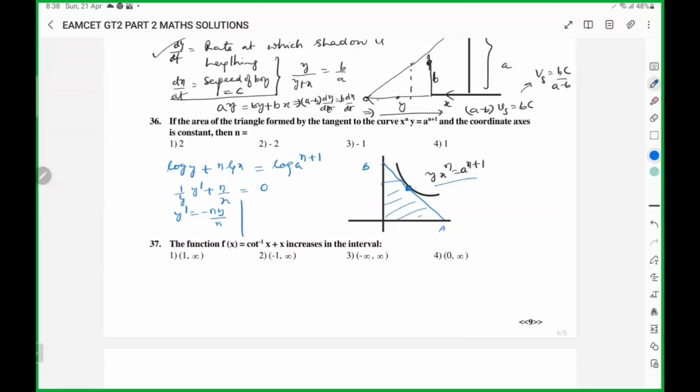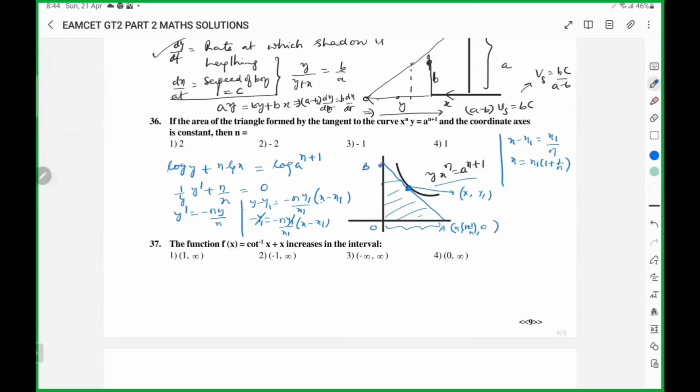Say this point is x1 comma y1. Y minus y1 is minus ny1 by x1 into x minus x1. This is the tangent equation. For A, a point on the x-axis, y is 0. The terms get cancelled, so x minus x1 is equal to x1 by n, so x is x1 into 1 plus 1 by n.